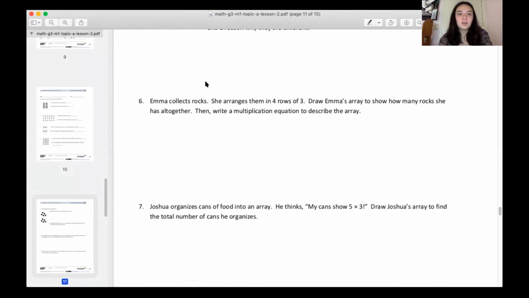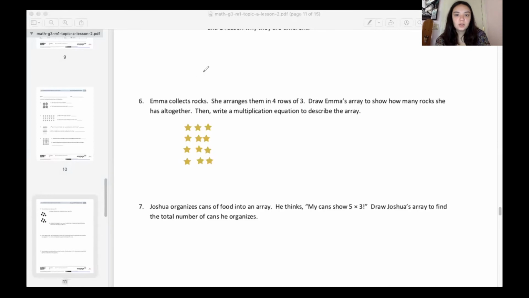So again, I'm going to use a stamp. I'm going to use more stars. Emma collects rocks. She arranges them in 4 rows of 3. Draw Emma's array and then write a multiplication equation. So 4 rows of 3. Rows are going side to side. So there's 1, 2, 3, and 4. So there is the array.